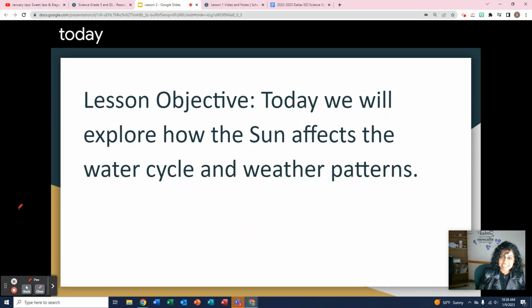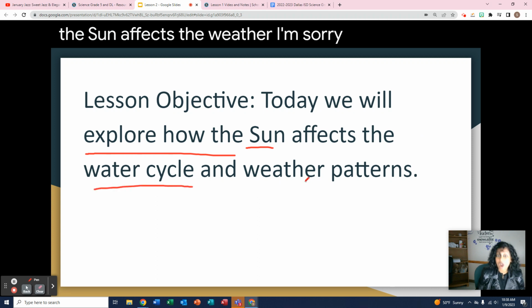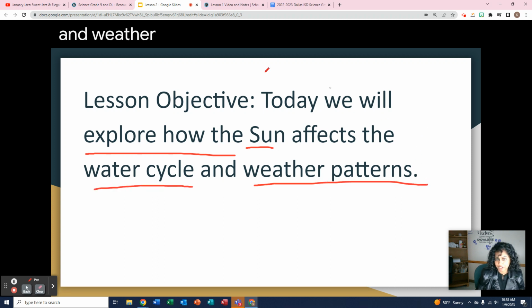Let's go over today's lesson objective. Today we will explore how the sun affects the water cycle and weather patterns. So, today we're going to be talking a lot about the sun and weather.